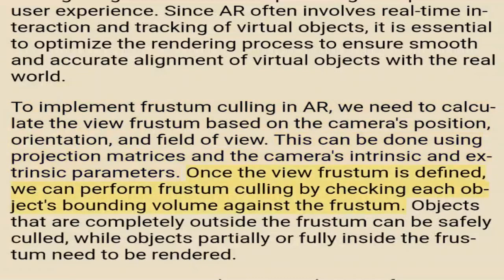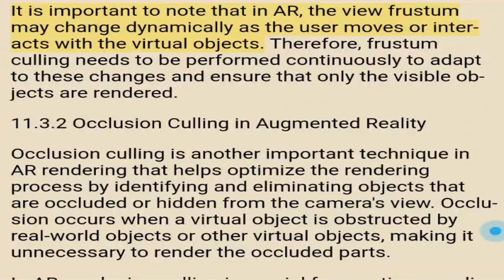Once the view frustum is defined, we can perform frustum culling by checking each object's bounding volume against the frustum. Objects that are completely outside the frustum can be safely culled, while objects partially or fully inside the frustum need to be rendered. It is important to note that in AR, the view frustum may change dynamically as the user moves or interacts with the virtual objects. Therefore, frustum culling needs to be performed continuously to adapt to these changes and ensure that only the visible objects are rendered.